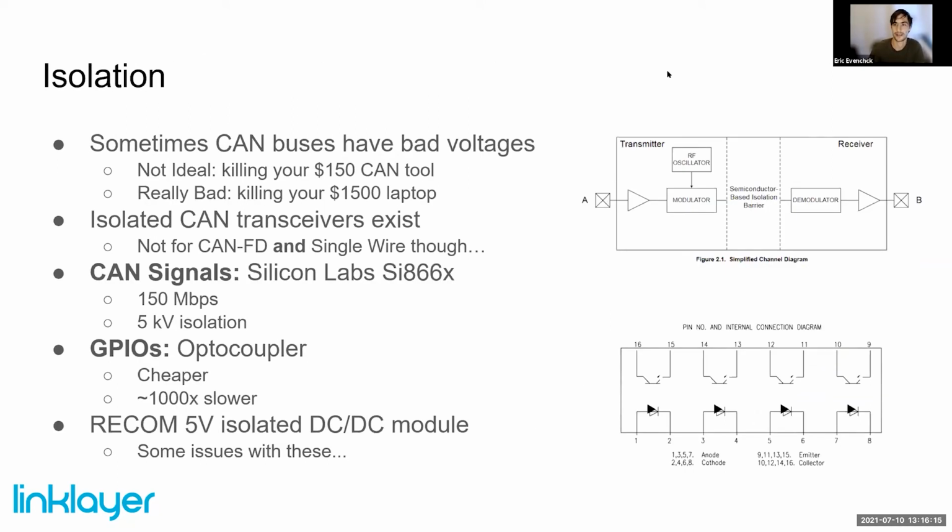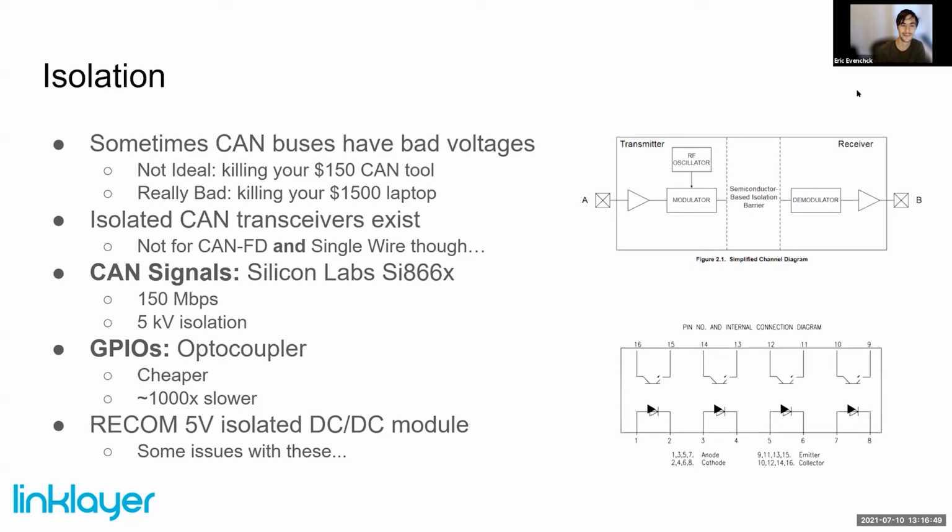Isolation. So again, isolation was a goal here, and sometimes you're plugging this into things like motor controllers or electric vehicles or whatever. If you get a ground fault on an electric vehicle or some other weird situation, you could end up with some transient voltage that might cause some damage. And not ideal is destroying like a $150 CAN tool, but really bad would be blowing up at least the USB port on your laptop and potentially the whole thing. So that's why a lot of these devices end up isolated.